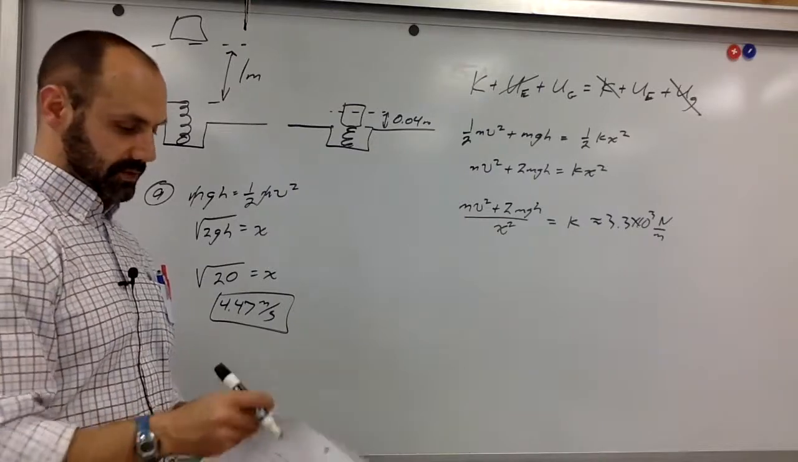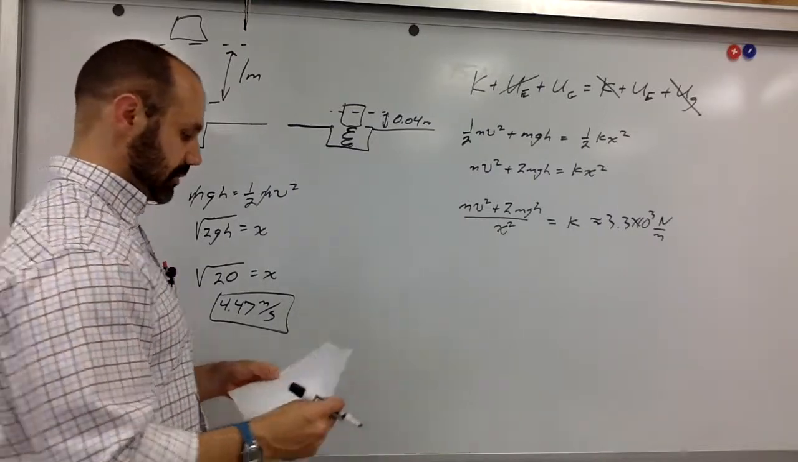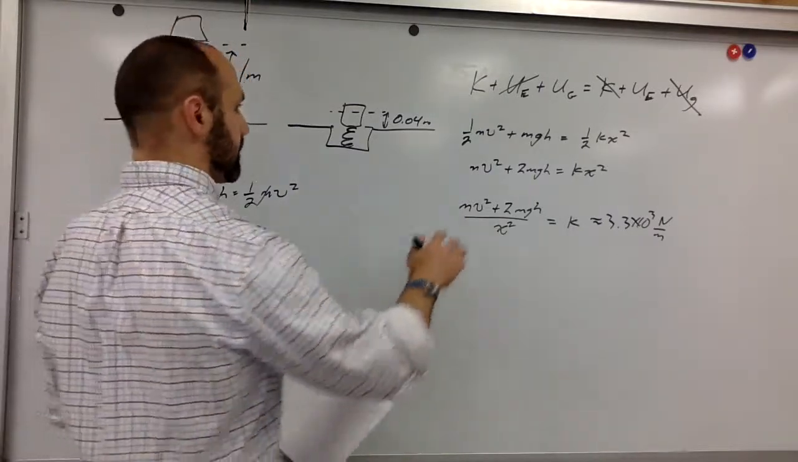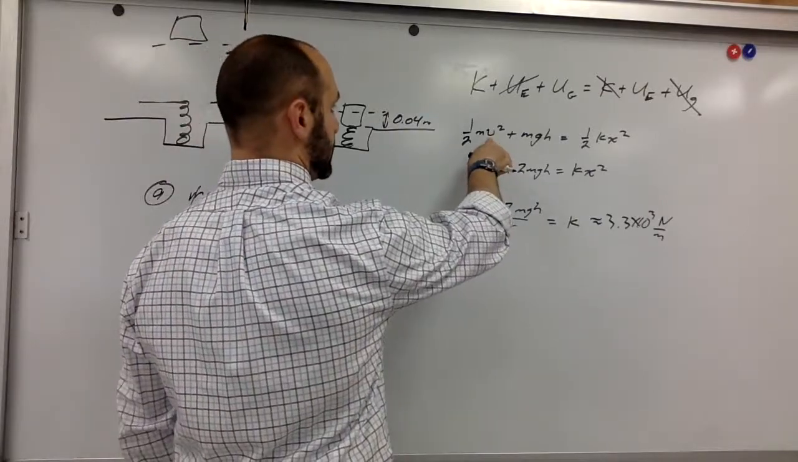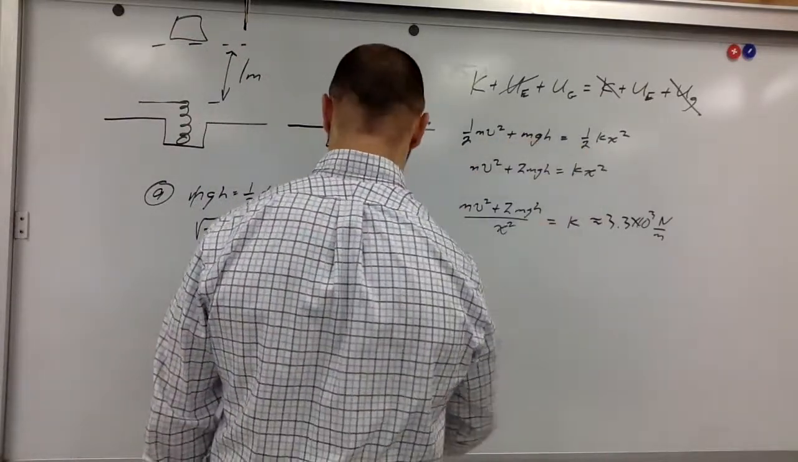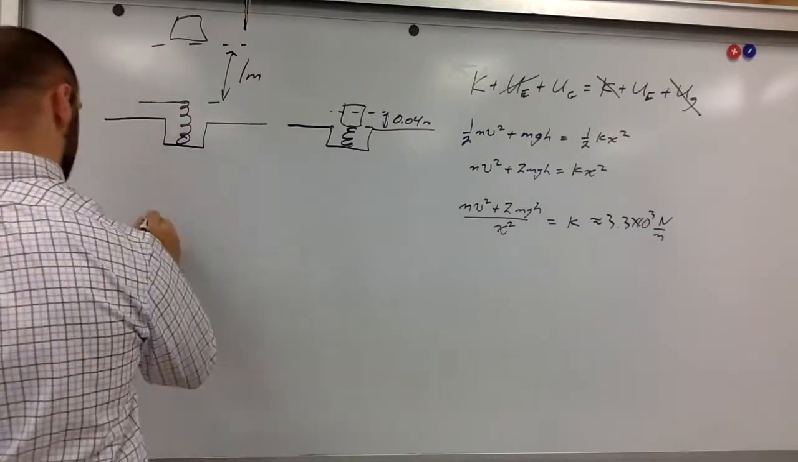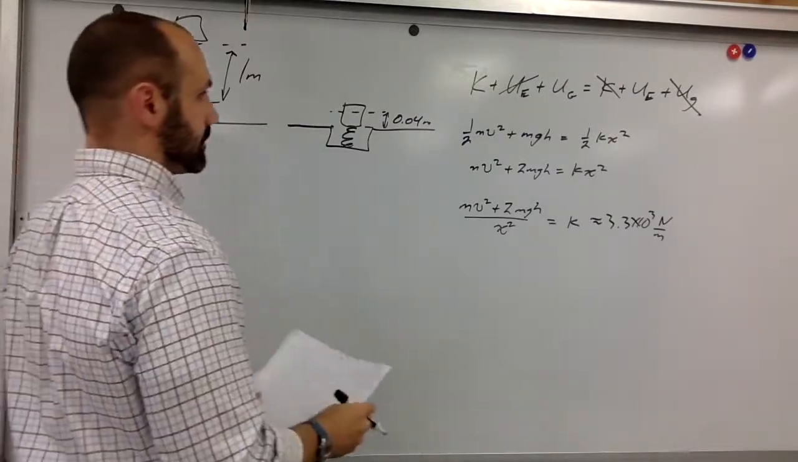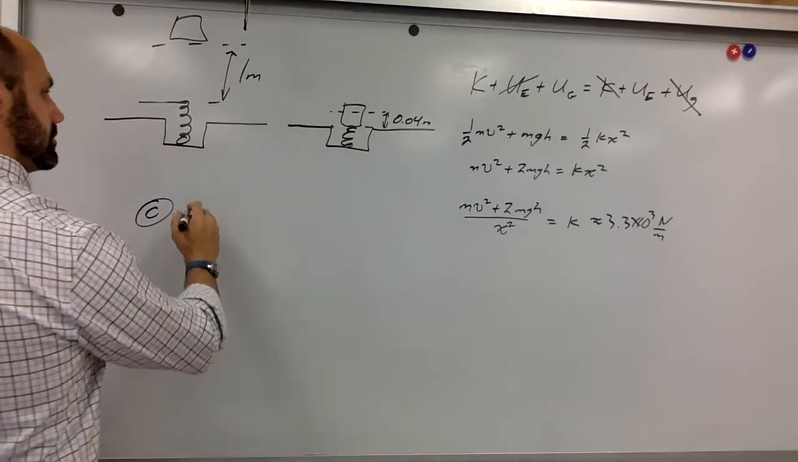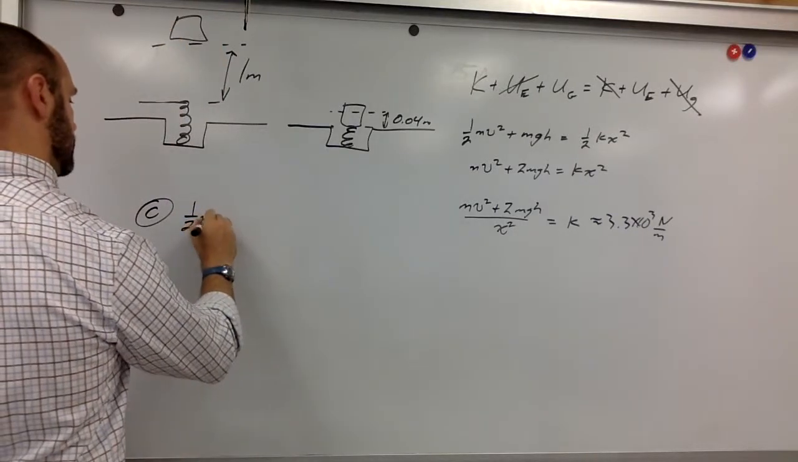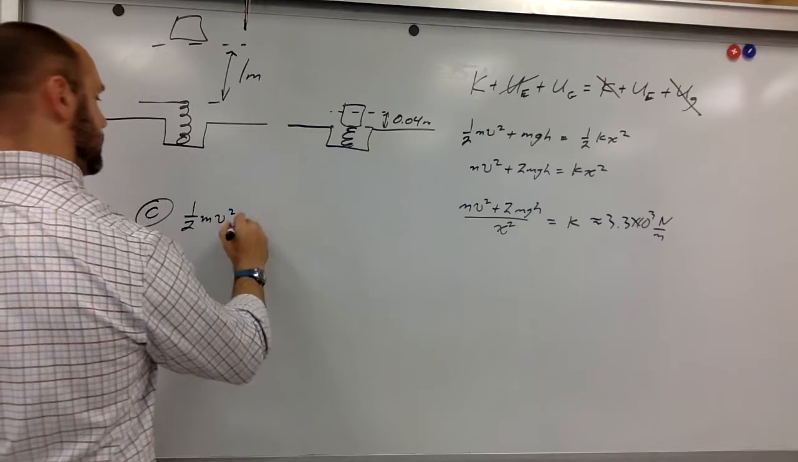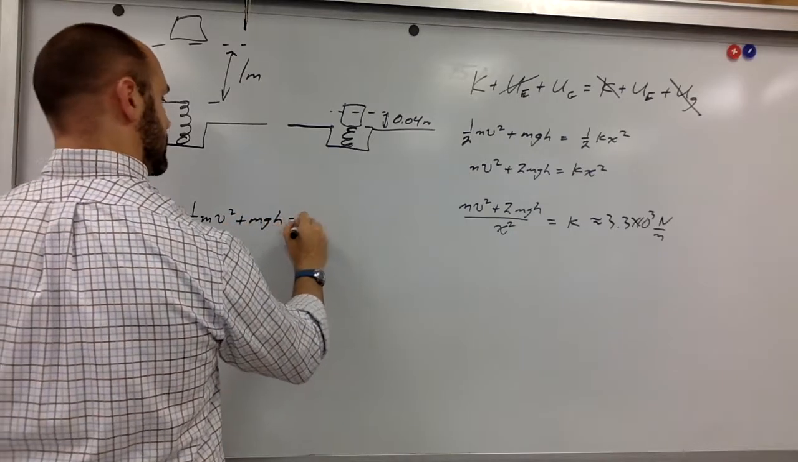Okay, now if the speed at impact were to double, what would be the maximum compression in the spring? So same spring, everything's the same, except what we're doing is we're going to double what v is. So if we double v, now we want to know what is the new x. So let's do c over here. Right. So for c we've got 1/2 mv squared plus mgh equals 1/2 kx squared.